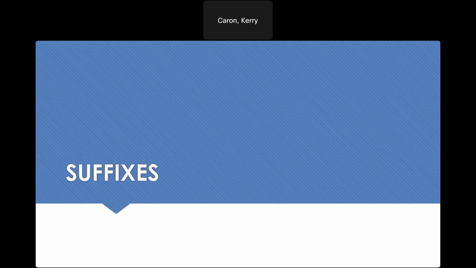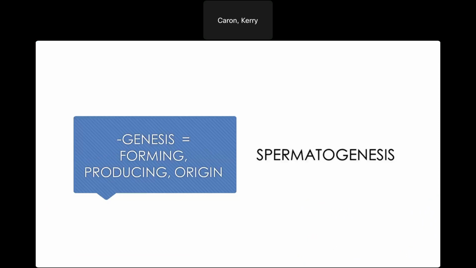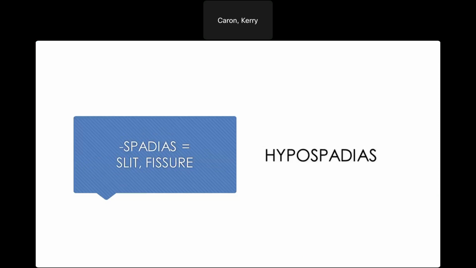Okay, your suffixes. Cide is killing. So spermicide, as I mentioned, is something that kills sperm. Spermatogenesis, genesis meaning origin, forming, producing. That's the formation of sperm. Spadius is the slit or fissure in the penis. It's the opening. And if someone has hypospadias, that slit or fissure is lower than central.